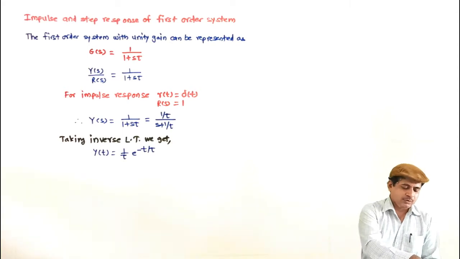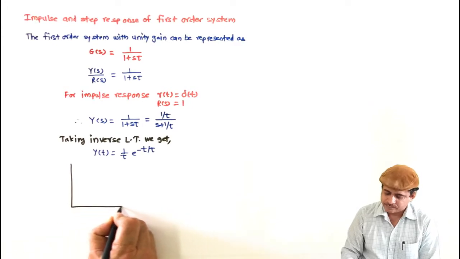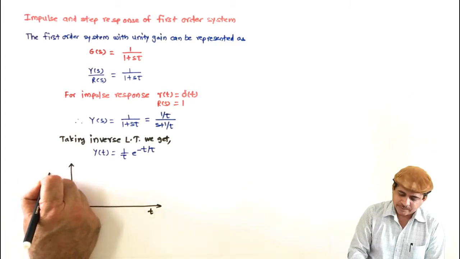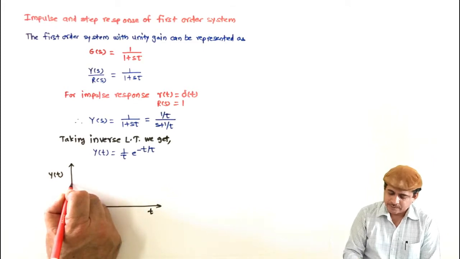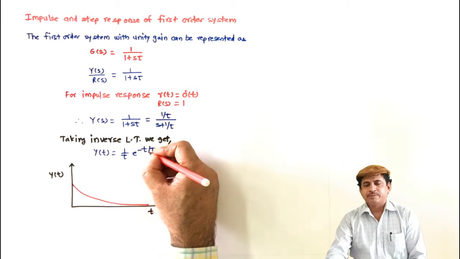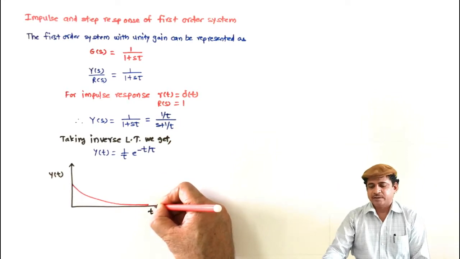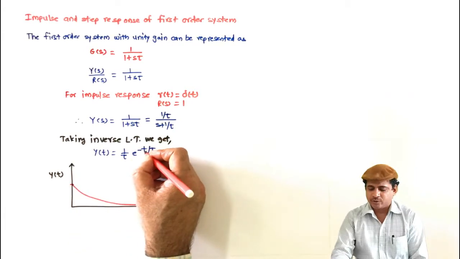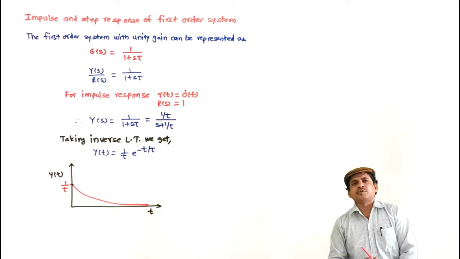So if you want to sketch this, let this be t and this is Y of t for the impulse response. It will decrease exponentially as time t increases, and at time t equal to infinity this will be 0. So this line will touch this 0 line when time t becomes infinity, and at time t equal to 0, this term will be 1 by tau. So this is the sketch of impulse response.